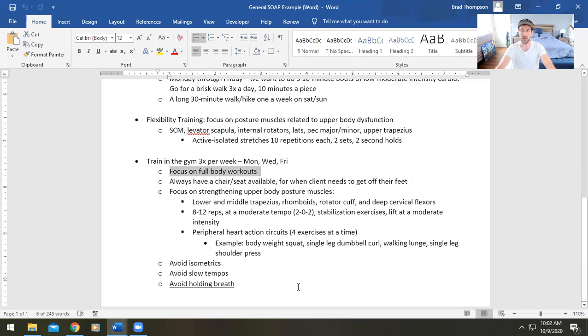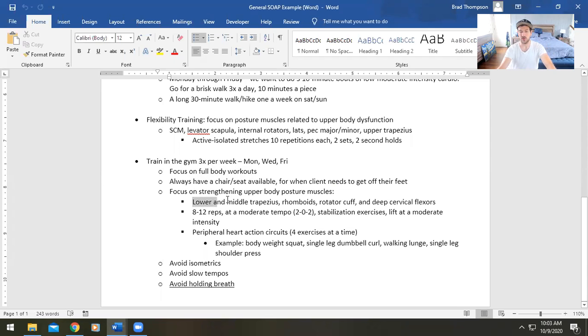By focusing on a full body workout, that is going to ensure that we are evenly distributing blood throughout his body. We are training his blood vessels, right? Going back to earlier, we talked about how one of our priority goals is to develop our nervous system controlling our blood vessels, but also our blood vessels controlling the muscle within themselves, right? So we're always going to have a chair available if our client needs to get off their feet, but we are focusing on full body workouts, and we are doing strengthening of our upper body and postural muscles, right?